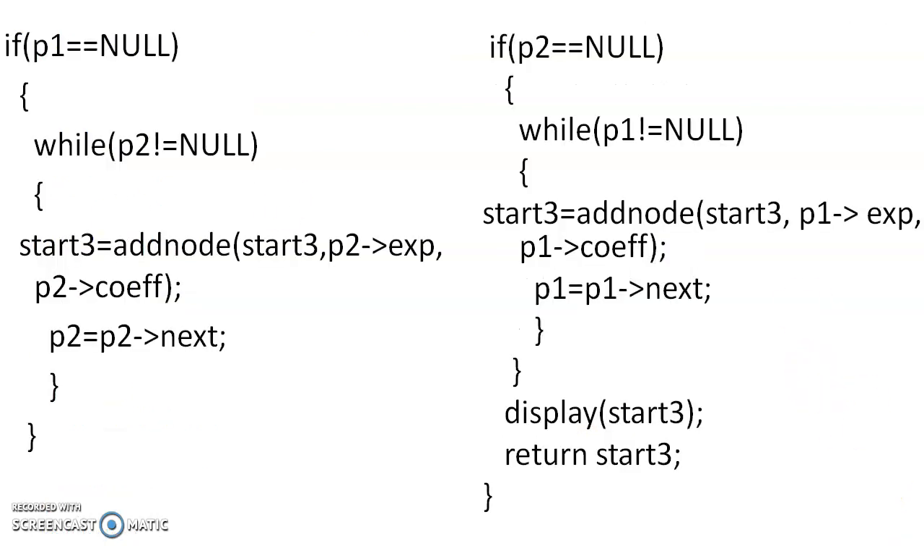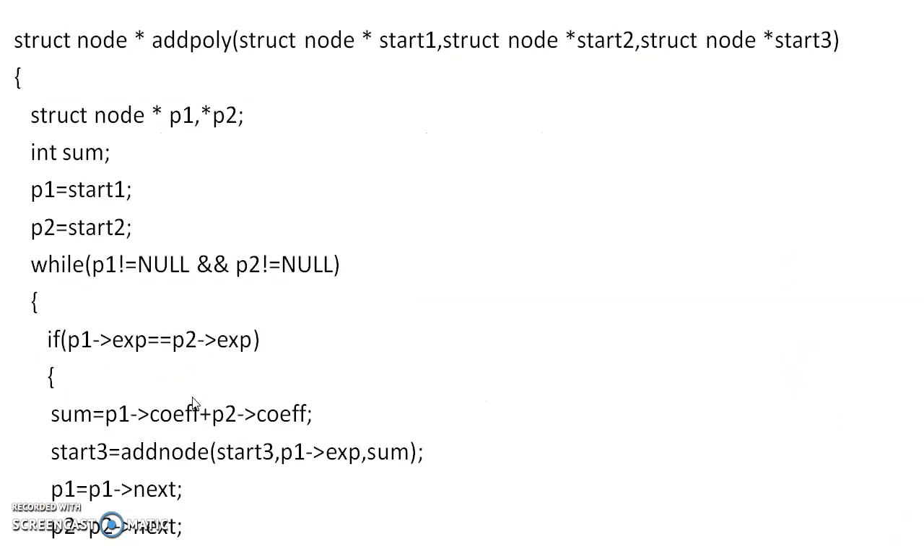Now we will see the function for the execution of the addition of the polynomials. The addition function takes start 1, start 2 and start 3 as input. Pointer 1 points to the first polynomial, and pointer 2 points to the start of the second polynomial. We perform this operation until the two polynomials are not equal to null. This is case 1. If the polynomial 1 exponent is equal to the polynomial 2 exponent, I create the sum of the polynomial 1 coefficient and polynomial 2 coefficient, and that is added as a new term's coefficient. The polynomial 1 exponent is placed into start 3, and P1 and P2 point to the next terms.